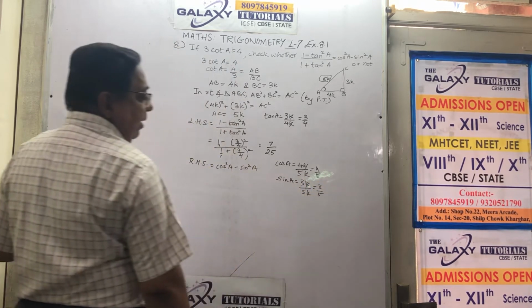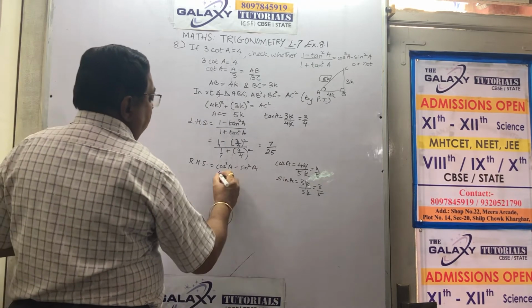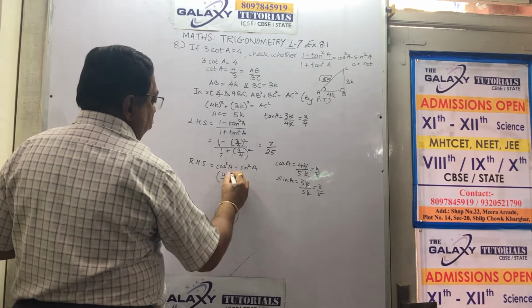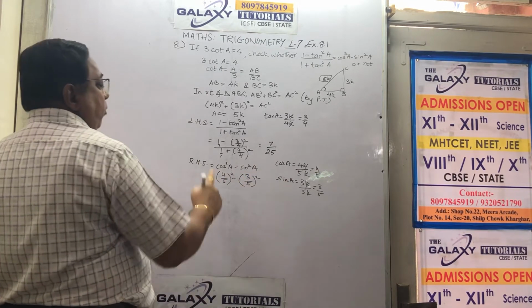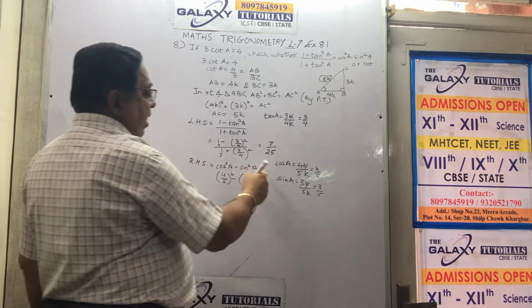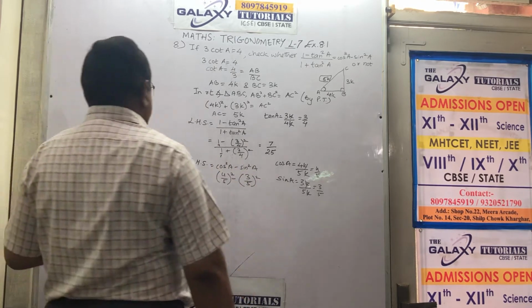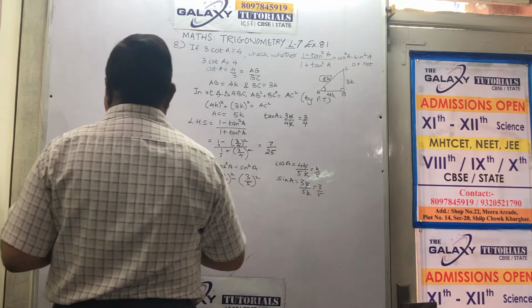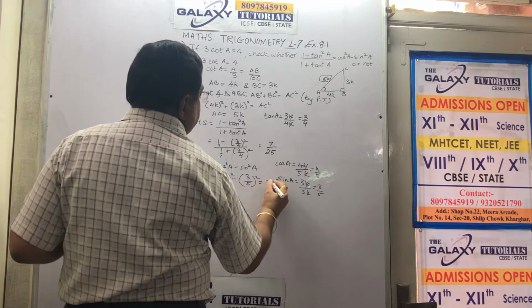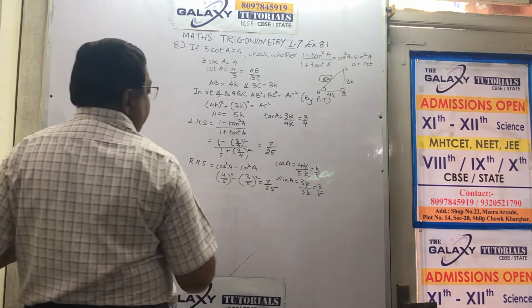So my values are ready. I will substitute 4 upon 5 the whole square minus 3 upon 5 the whole square. Again, 4 square is 16, 5 square is 25, 3 square is 9, 5 square is 25. Kindly do your algebra of your 8th standard and get ready. And you will get this as 7 upon 25.